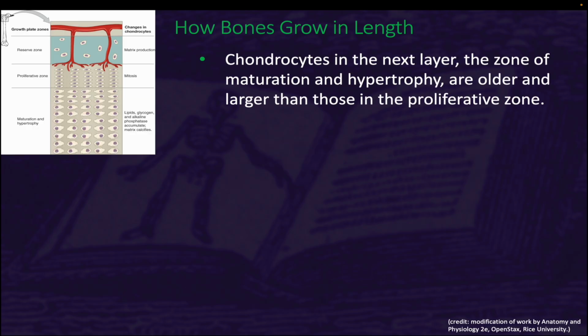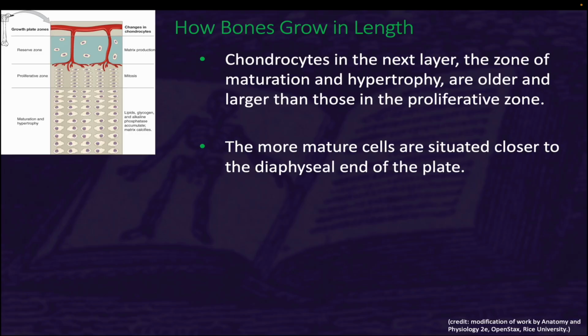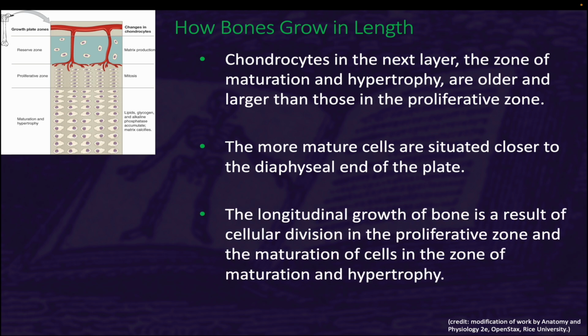Chondrocytes in the next layer, the zone of maturation and hypertrophy, are older and larger than those in the proliferative zone. The more mature cells are situated closer to the diaphyseal end of the plate. The longitudinal growth of bone is a result of cellular division in the proliferative zone and the maturation of cells in the zone of maturation and hypertrophy.